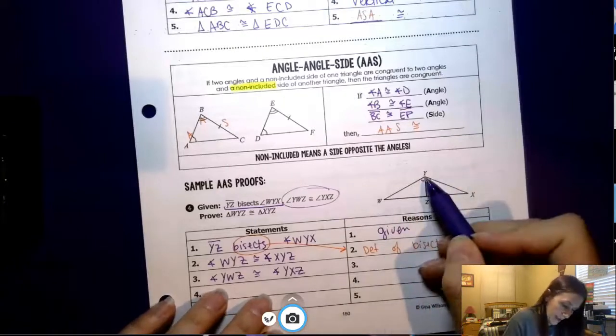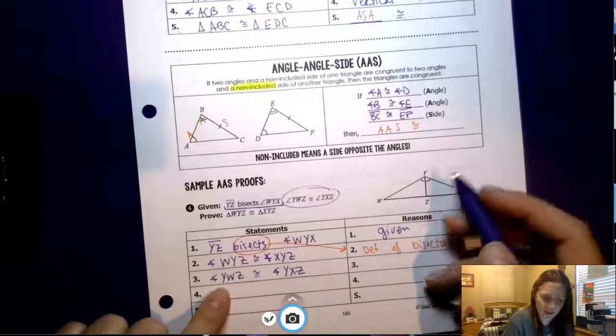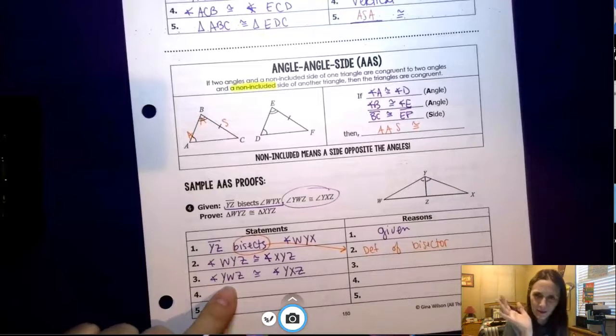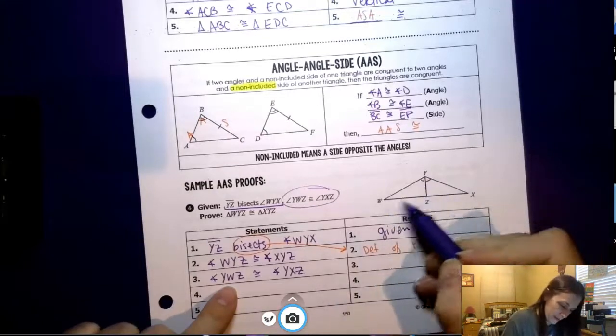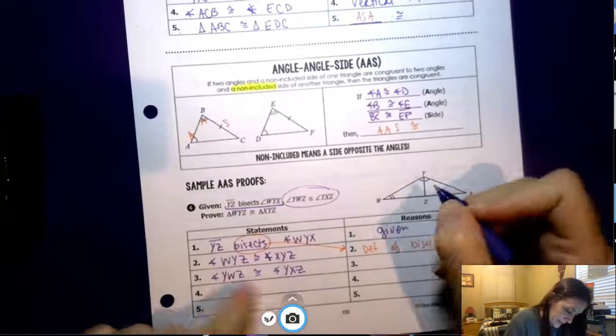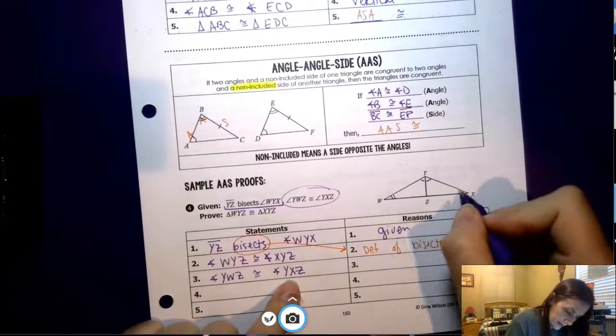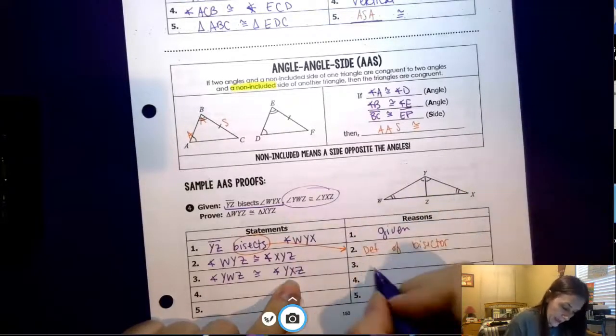Oh, YWZ. I read that wrong. I'm like, mess that up. I was so confused. YWZ, this one right here, is the same as YXZ, this one right here. There we go. And that was given.